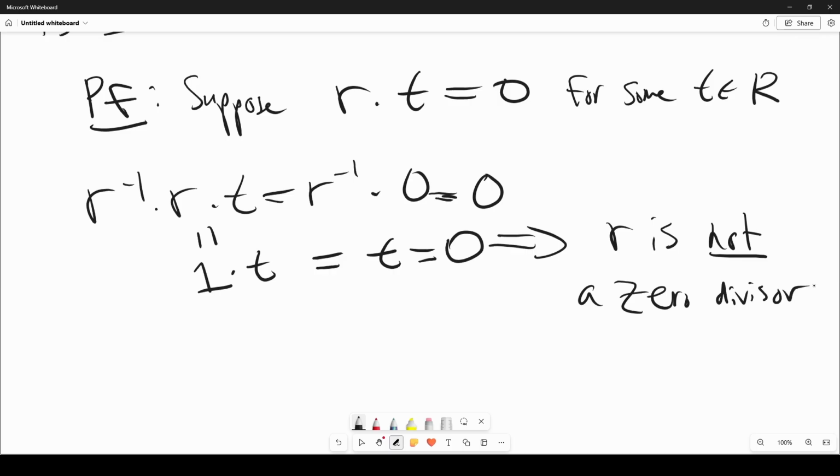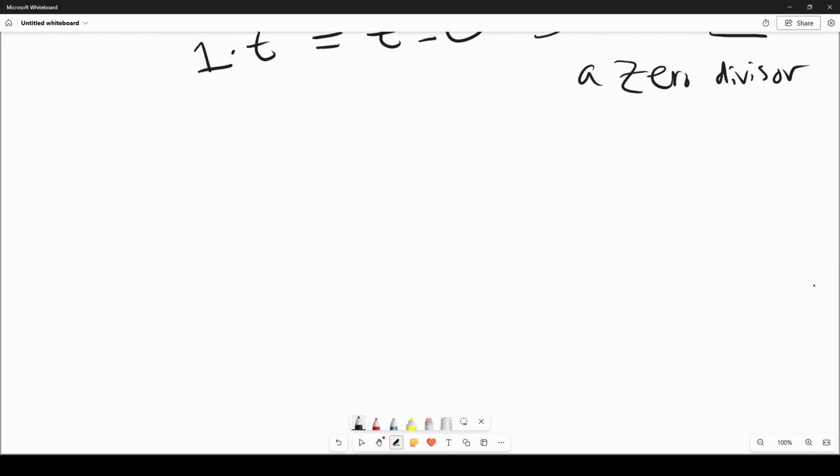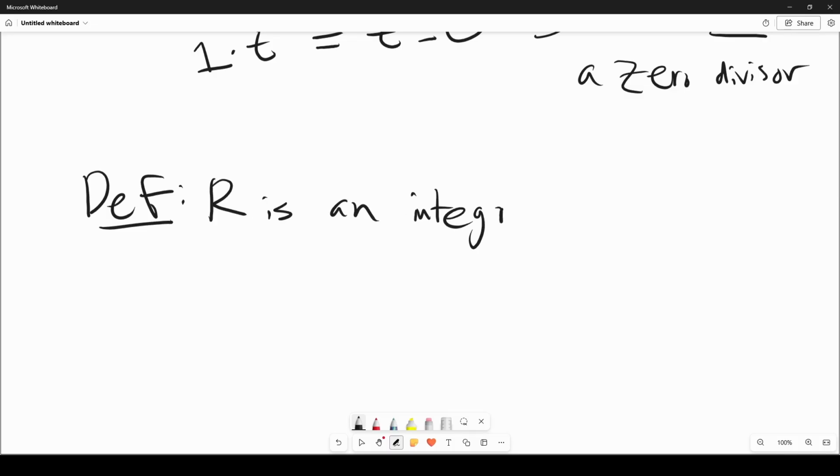So maybe my intuition is that units and zero divisors really don't like each other. They're kind of like enemies. And because zero divisors are kind of funky, they ruin a lot of the math we want to do with rings. We sometimes add an extra assumption to our rings, which is called being an integral domain. So R is an integral domain if it has no zero divisors.